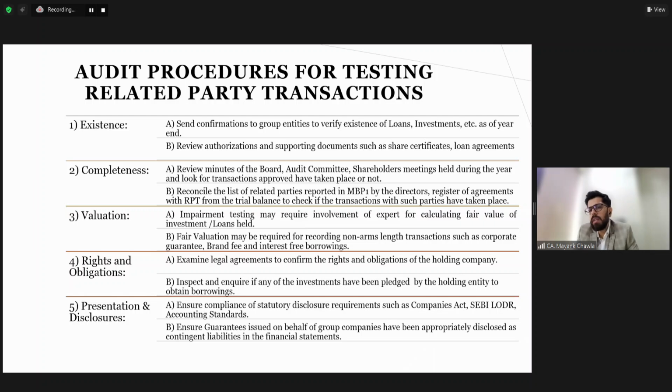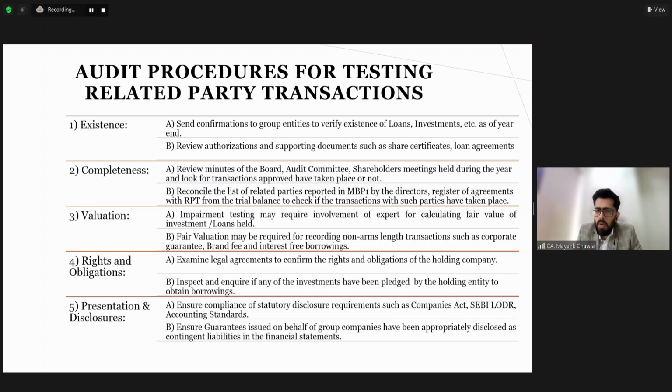Now, what can be done while we are auditing the related party transactions? Confirmations are the key, because we need to confirm the closing balances. The agreements and the documentation have to be thoroughly checked, because these are the areas where documentation is generally inadequate. For completeness, review the board meeting and audit committee meeting minutes and the shareholder meeting minutes. These transactions have to be approved, and then we may reconcile with the list of related parties reported by the directors in the MBP-1, the register of agreements with the related parties, and we can reconcile with the trial balance or the books of accounts whether the transactions have taken place with them and those have been disclosed to the auditor or not.